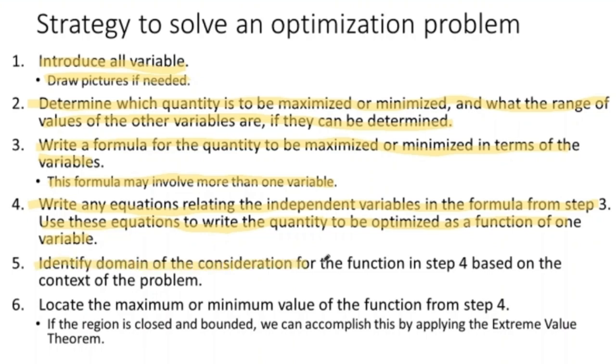From there, identify the domain of the function from step 4 based on the context of the problem. You want to make sure you are careful finding the domain of the function. You always want to keep in mind what is possible. For example, I cannot have negative length of an object. I cannot sell more items than I have. Make sure your domain includes everything that is possible, and don't try to restrict the domain to what you would do in a situation. Then step 6, locate the maximum and minimum value of your function from step 4. If the region is closed and bounded, we can accomplish this by using the extreme value theorem. We'll discuss what to do when the domain is not bounded and closed in later examples.